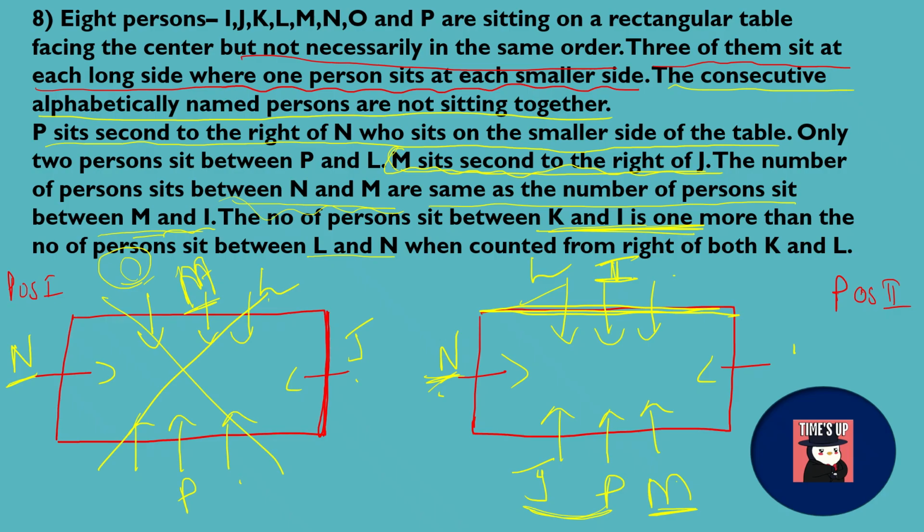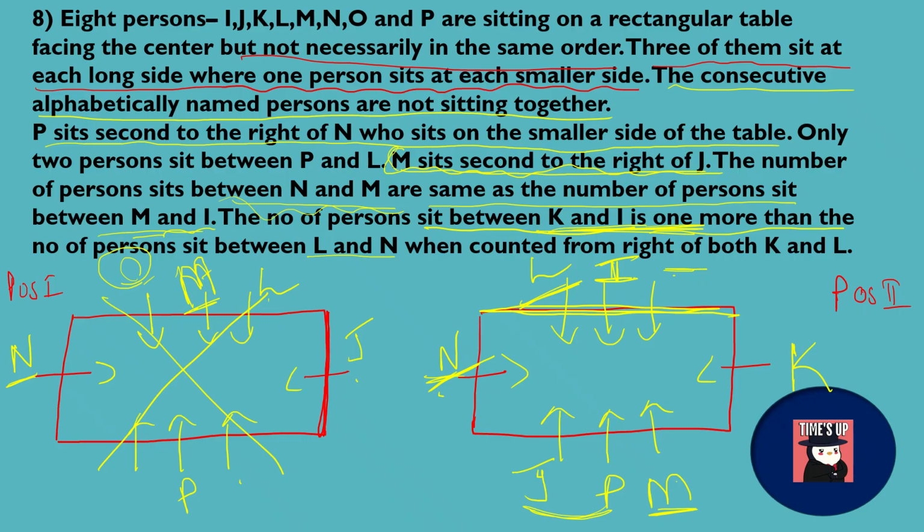Next, the number of persons sitting between K and I is one more than the number of persons sitting between L and N. L and N, in the second possibility, no persons are sitting. That means between K and I, one person should be sitting. That is what is told in the statement. So K will be placed here so that there is one person between K and I.